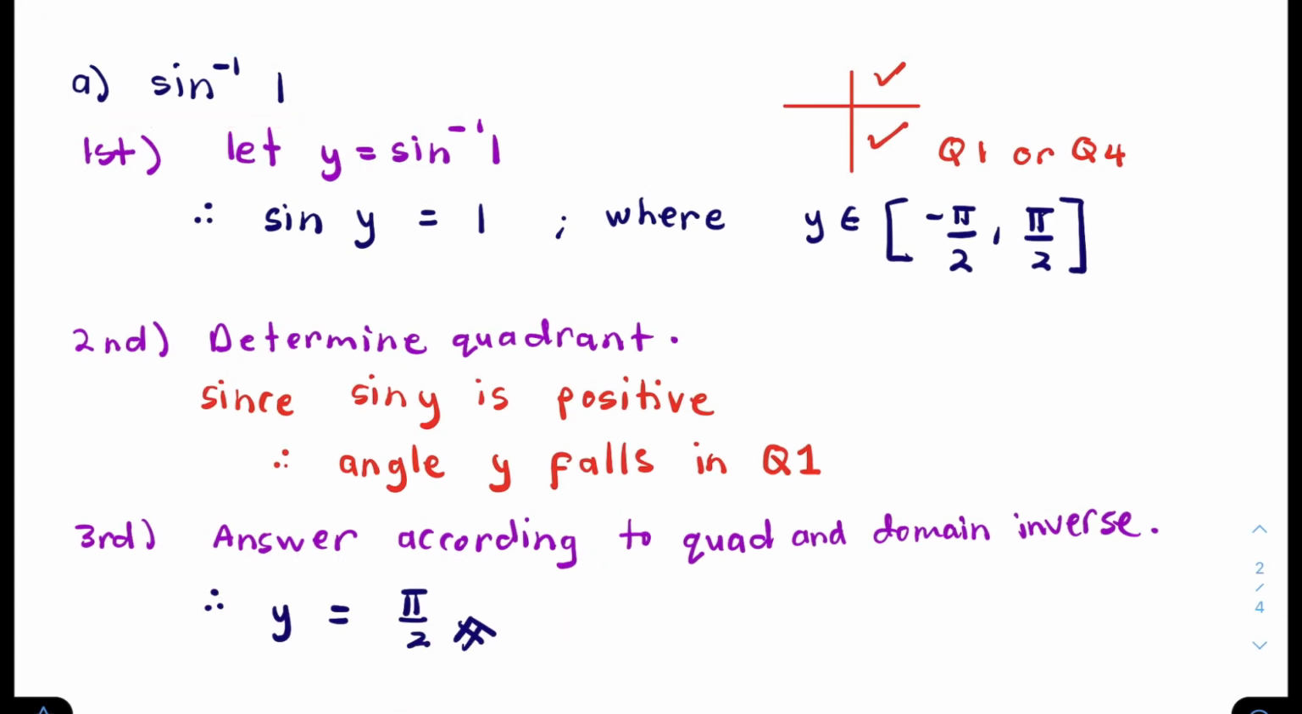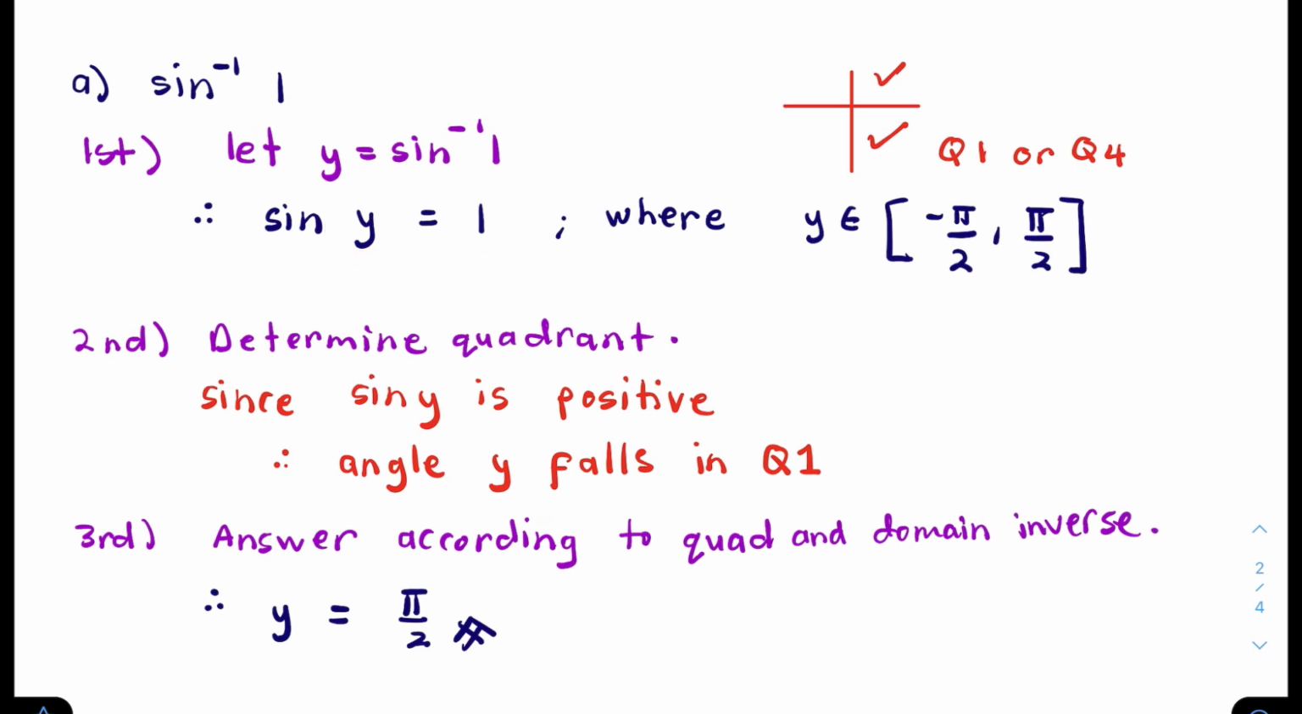There are a few things you can do. The first step is to let your sine inverse 1 be any unknown. You can name it y, x, a, b, c, theta, gamma, alpha, whatever you like. For example, we let y equal sine inverse 1, so that we can work with it. You can say that sine y equals 1.